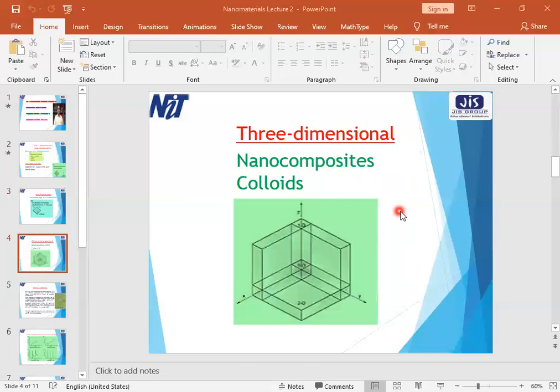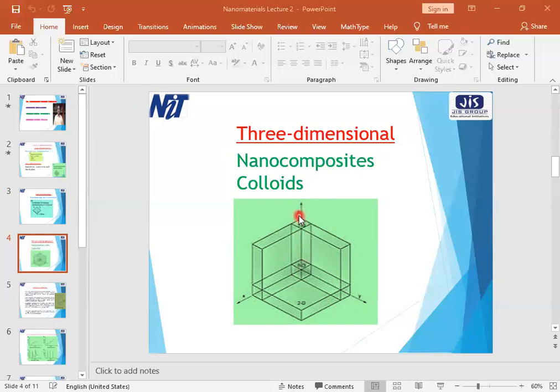Now, let us have an idea of how they will be. You see, if the particle is only here, that means it is not moving in any direction. If the atom is not moving in any direction, or the particle is confined in a very small range of 100 nanometers in all three directions, that will be zero-dimensional. If that particle or atom can move along one direction, or only one dimension of it is seen, and the other two dimensions are extremely small, then that will be a one-dimensional nanomaterial.